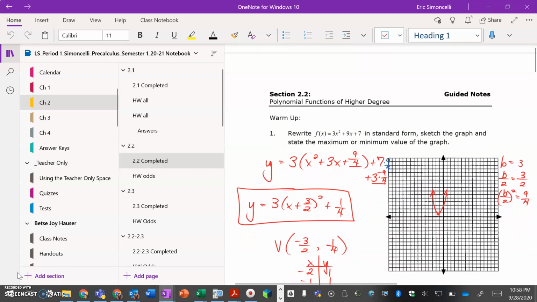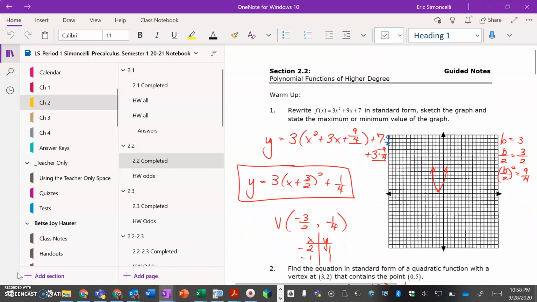In the warm-up, which I would like you to try on your own, it describes how you can rewrite a function in standard form, sketch the graph, and then state the max or minimum value. We have actually gone through problems similar to this in the past, in the notes in particular and in the homework, wherein you are in fact completing the square. So in your description, please go through that process as you see, and hopefully you'll see again that the answer looks like what you see with the graph as well.